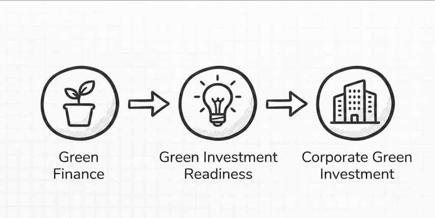What causes the problem? What explains the problem? And what's the ultimate outcome? Let's take an example. Say our independent variable, the cause, is green finance. But it doesn't just magically leap straight to an outcome, right? It goes through a mediator, in this case, green investment readiness, which helps explain the how or the why in the process. And that finally leads us to our dependent variable, the outcome, corporate green investment.